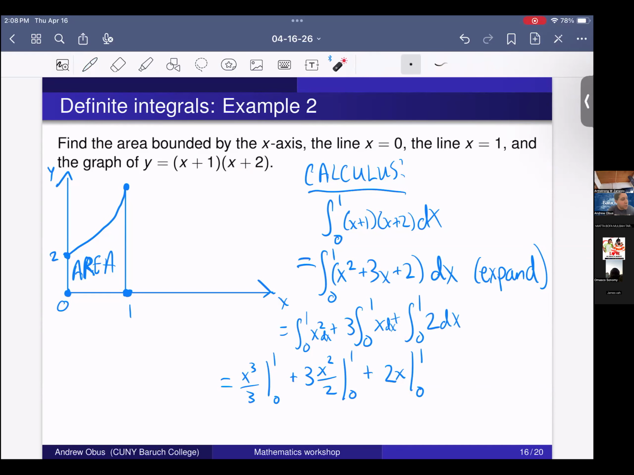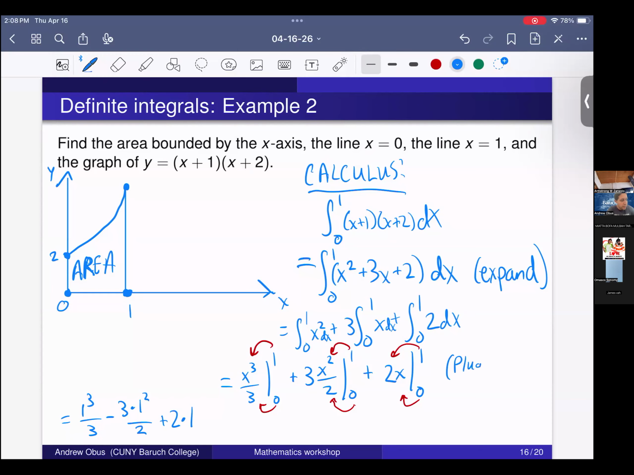And now as a shortcut, it's going to turn out that when we plug in 0 for any of these things, they all go to 0. So we're going to plug in 1 and plug in 0. But this really ends up just being equal to 1 cubed over 3 plus 3 times 1 squared over 2, and then plus 2 times 1. Plugging in 0 always gives 0 here. So we only need to worry about what happens when you plug in 1. That gives us 1 cubed over 3 plus 3 times 1 squared over 2.